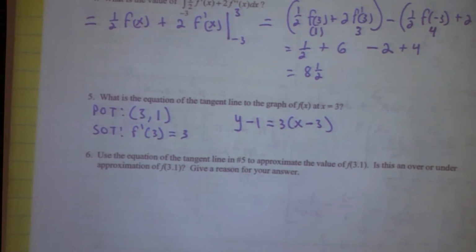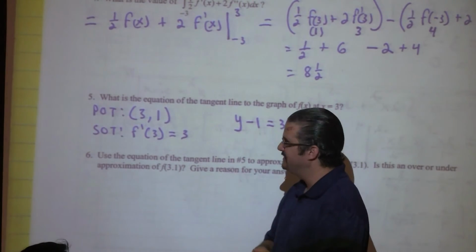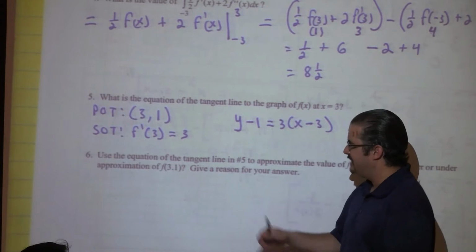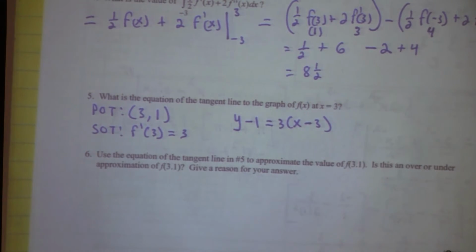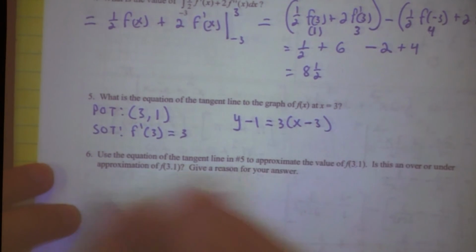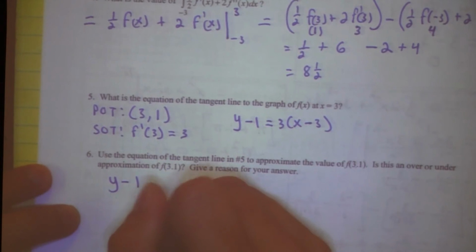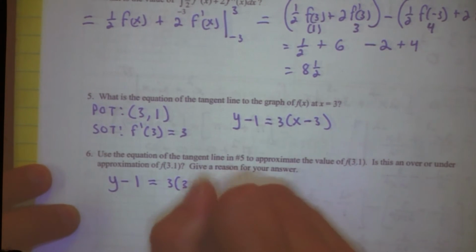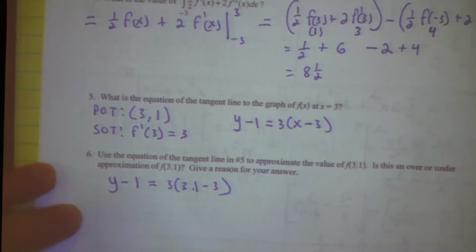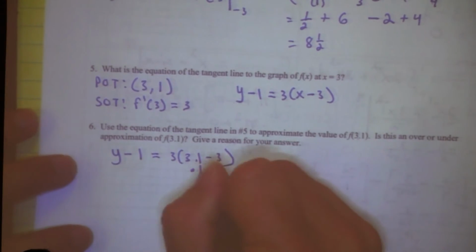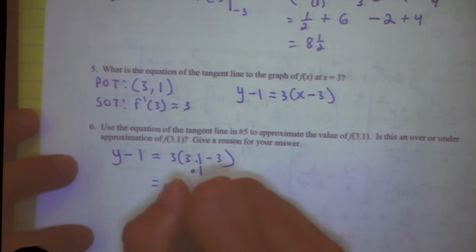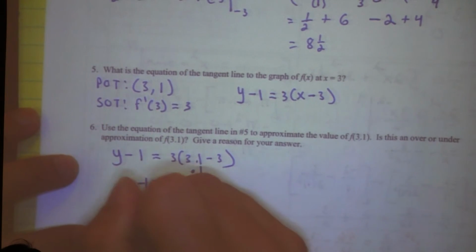Okay, cool. So if they ask you for a tangent line, what's the next thing they're going to ask you for? Not the normal line, but an approximation using it, right? Okay, so they want me to approximate the value at 3.1. So we plug 3.1 in there. So y minus 1 is equal to 3 times 3.1 minus 3. That's 0.1 times 3, 0.3. And they're going to make you do this without a calculator.